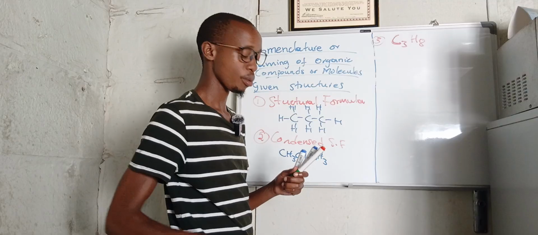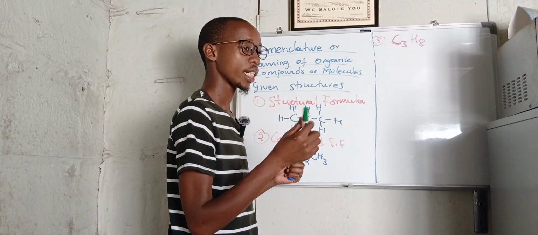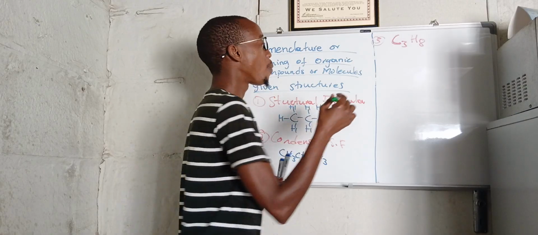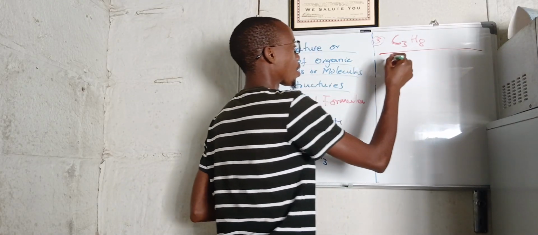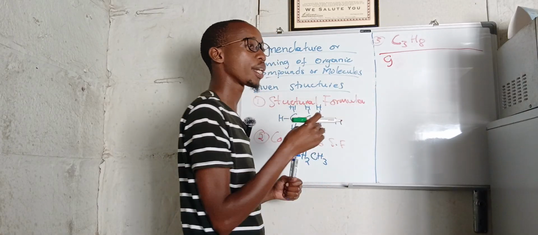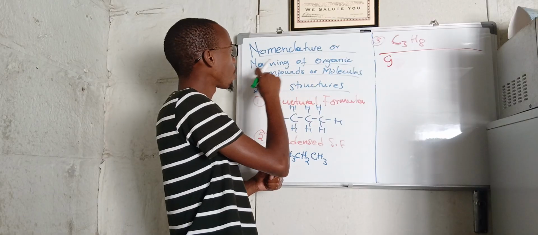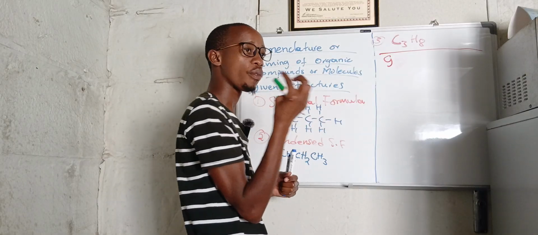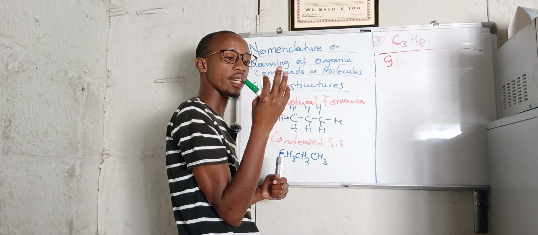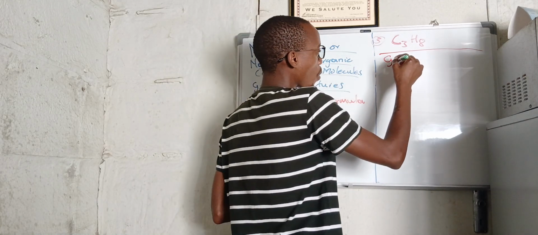And I also promised you last session that I'm going to give you the general formulae of some of these homologous series. Since I want us to do the nomenclature or naming of organic compounds of 3, or actually 4 of them, which is alkane, alkene, alkyne, and haloalkane, I'm going to give you the general formula of the first 3.